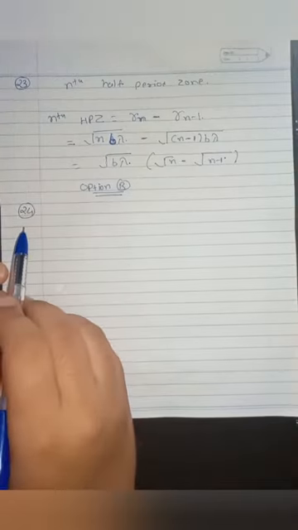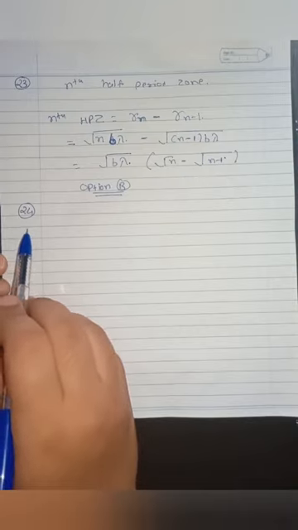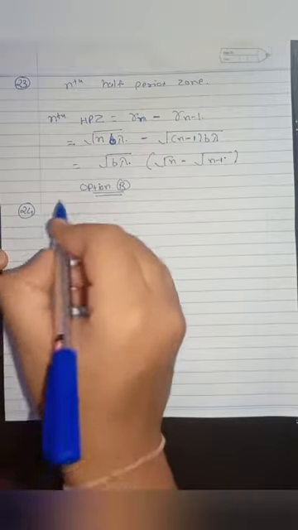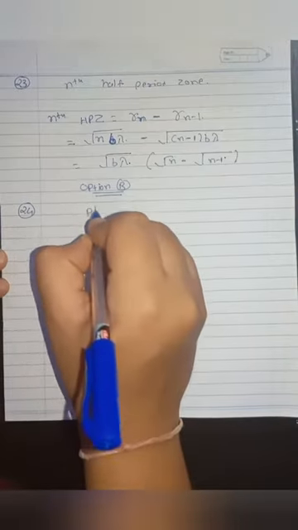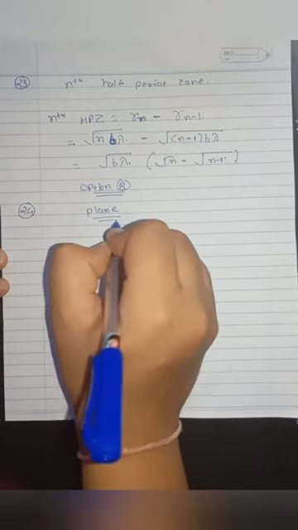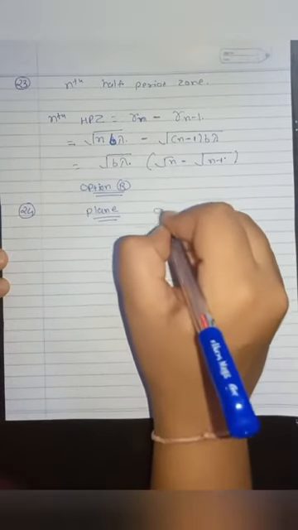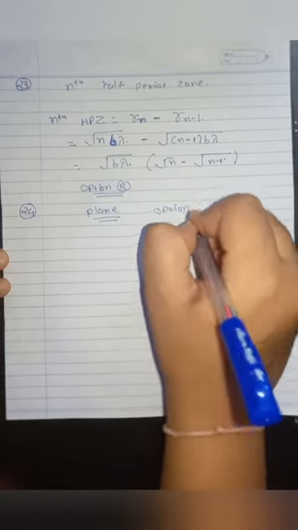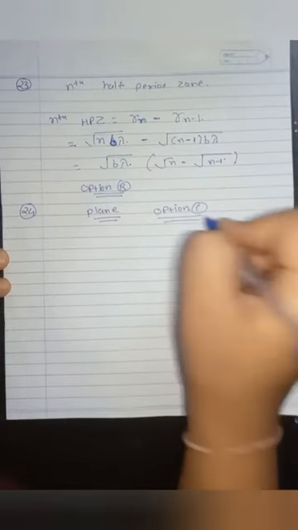In question number 24, the condition for observing Fraunhofer diffraction from a single slit is that the light wavefront incident on the slit should be a plane wavefront. So option C is the correct option.